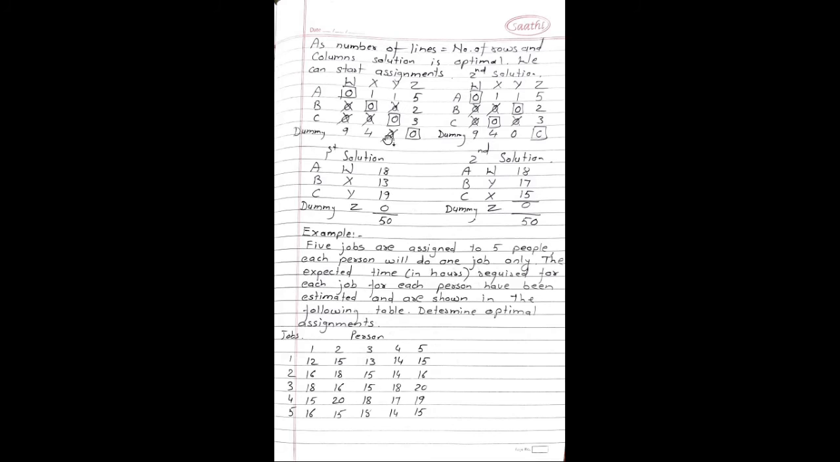3, 1, 0, 3, 5. So these are the values which we are getting with the help of the previous matrix. Fourth row has got elements as 15, 20, 18, 17, 19. Minimum value is 15. 15 is to be subtracted from every element. So the resultant row becomes 0, 5, 3, 2, 4.